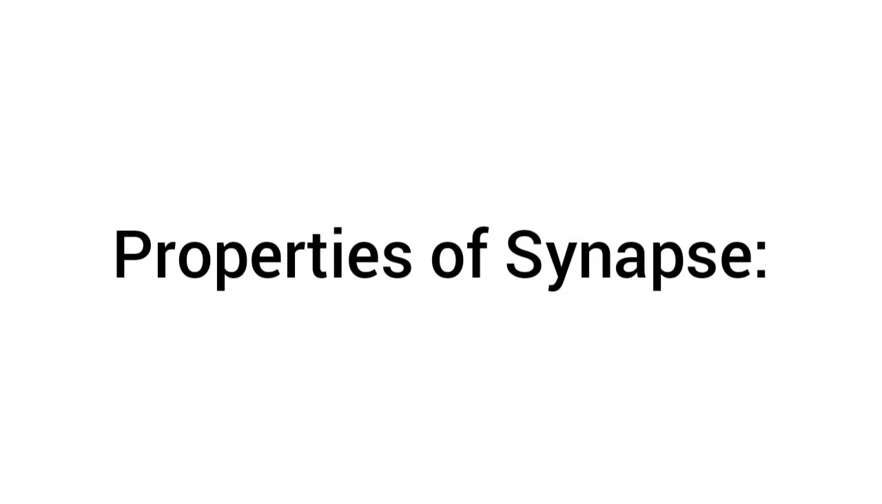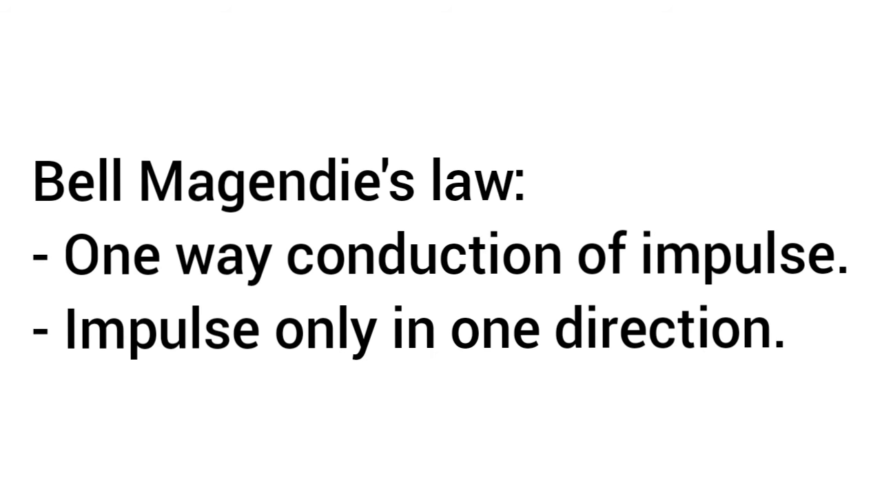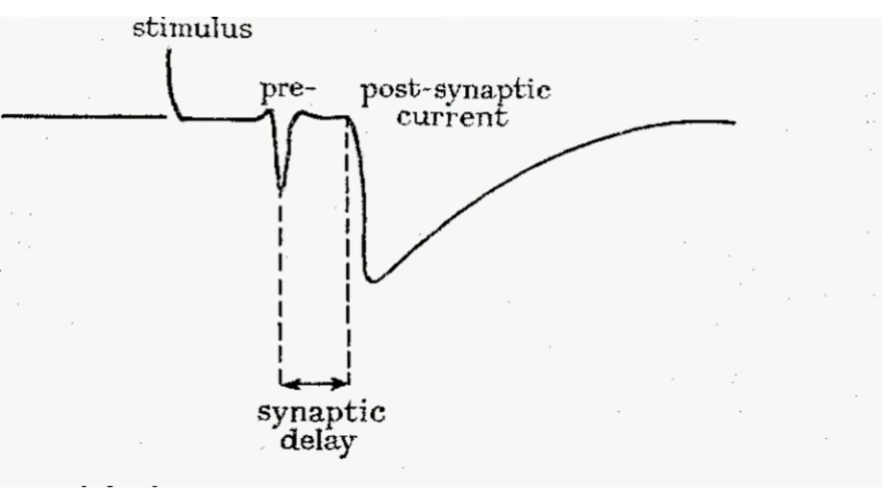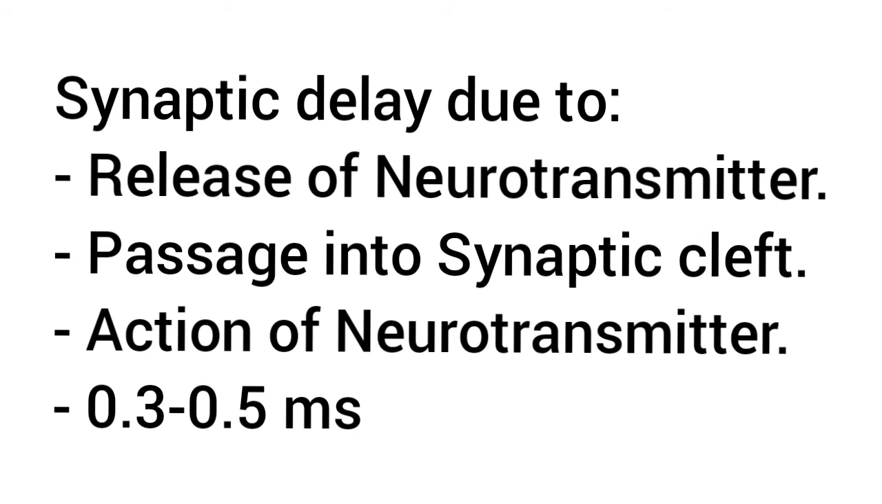Now we'll see about the properties of synapse. First one is Bell-Magendie law. It states that the impulse is transmitted in only one direction, that is, from a neuron to another neuron. Second one, synaptic delay. There is always a delay during synaptic transmission. It is because of release of neurotransmitter and passage into the synaptic cleft and the action of the neurotransmitter. It is normally between 0.3 to 0.5 milliseconds.